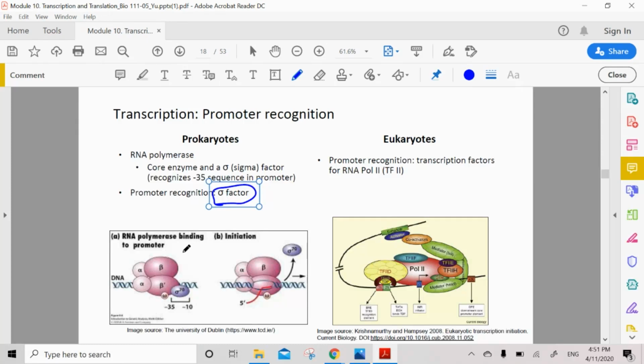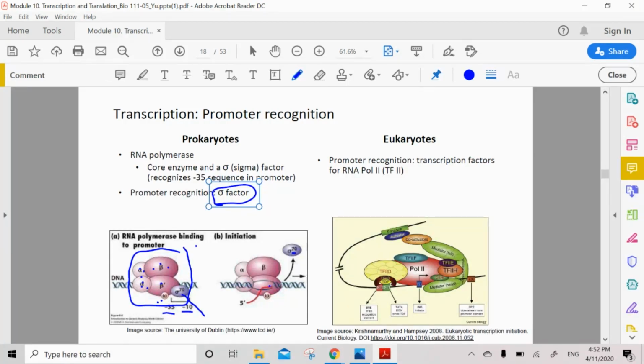You can see what the complex looks like. It has different subunits, and this subunit is the sigma factor. These are the different components of the RNA polymerase. The sigma factor will bind to RNA polymerase and bring it to the promoter region, which is the -10, -35 promoter region. Once the RNA polymerase has bound to the promoter region, the sigma factor has completed its job, and it disassociates from the RNA polymerase. This is how promoter recognition is done in prokaryotes.